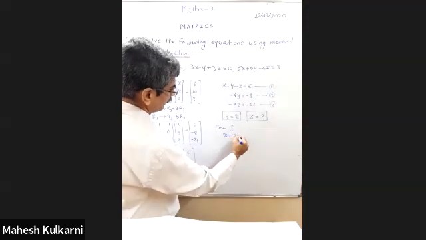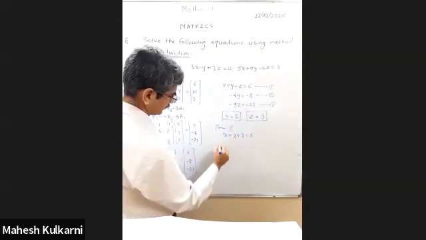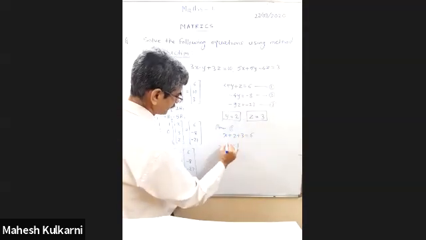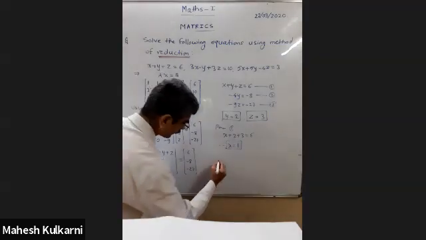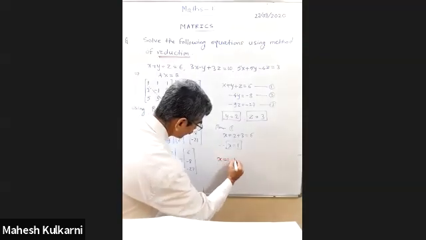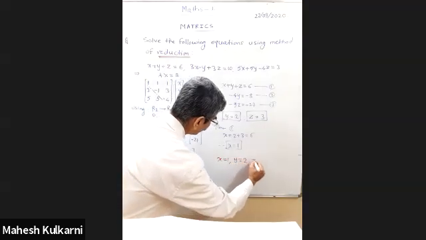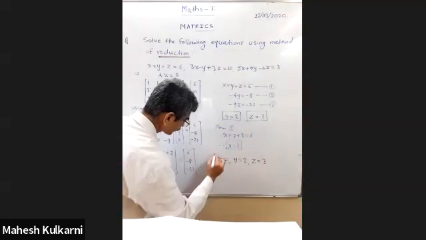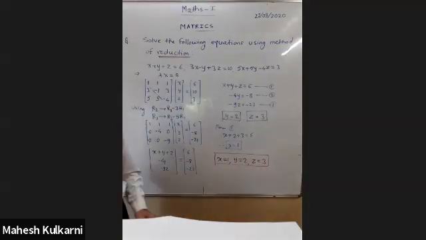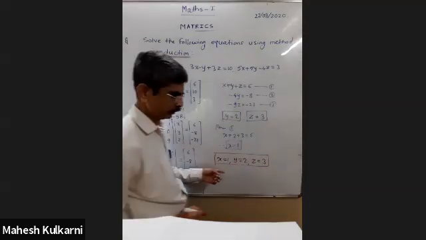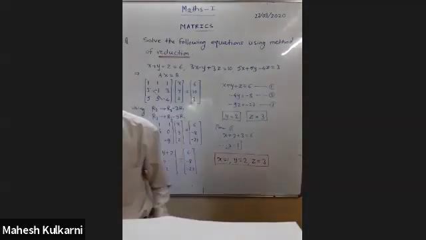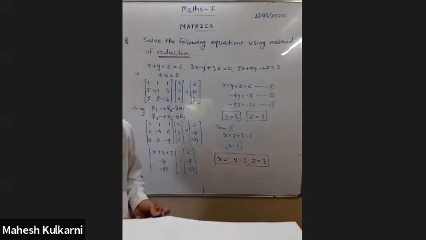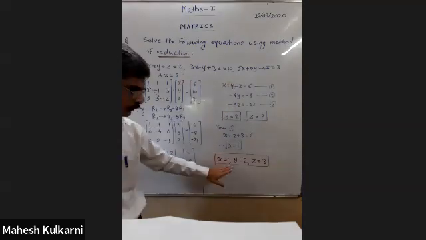So x plus y plus z is equal to 6 and therefore x is equal to 1. Okay, so therefore the answer is x is equal to 1, y is equal to 2 and z is equal to 3. So this is the solution for the given system of equations. And when you solve equations in 2-3 variables, always cross-check the equations for the given values.